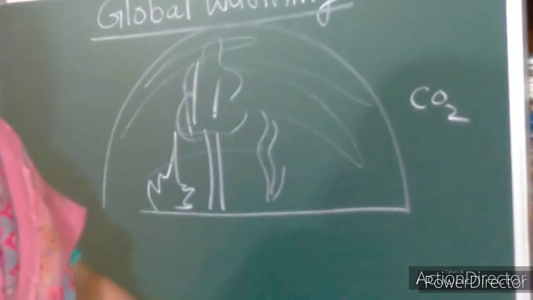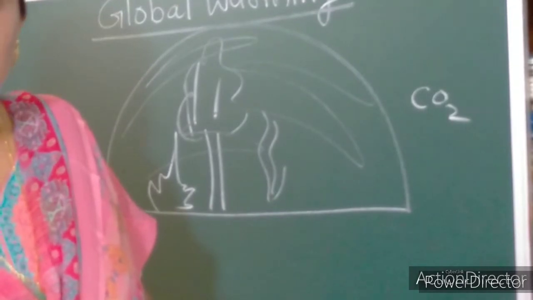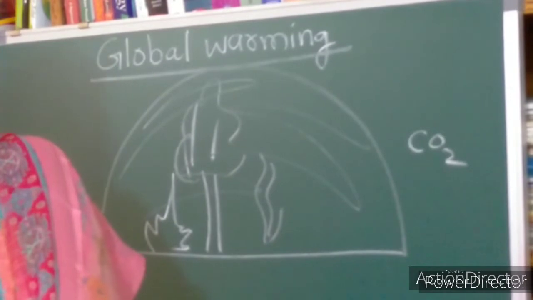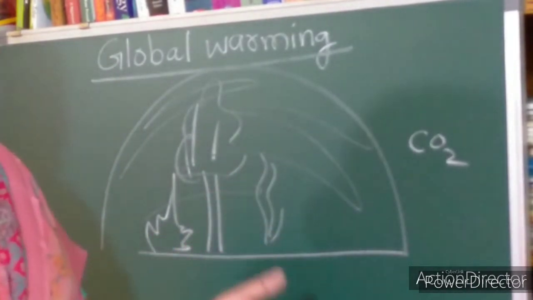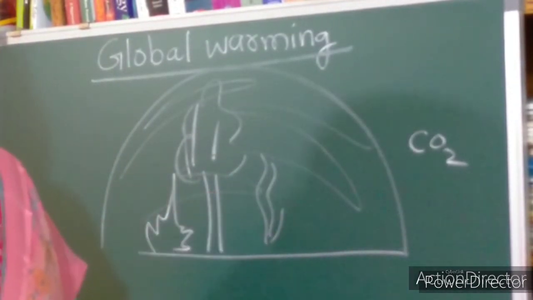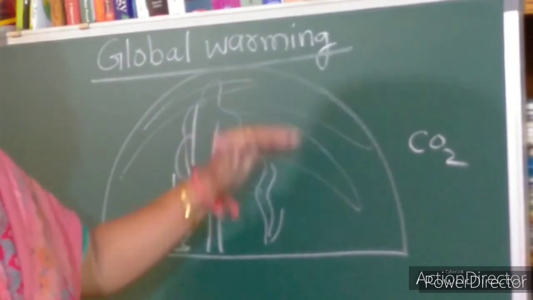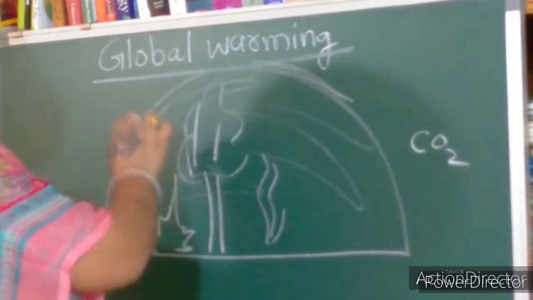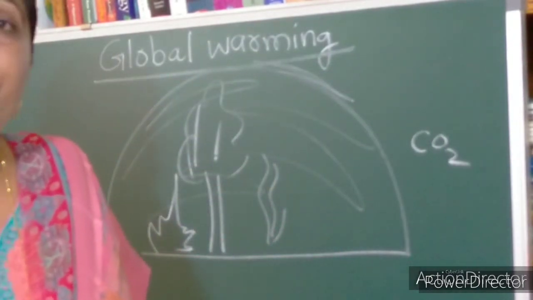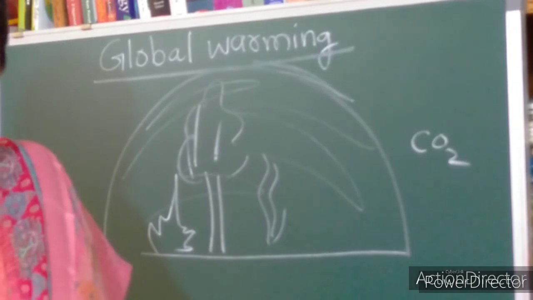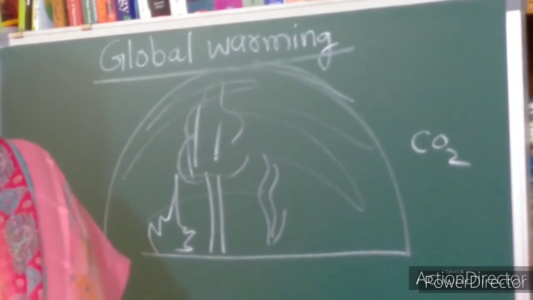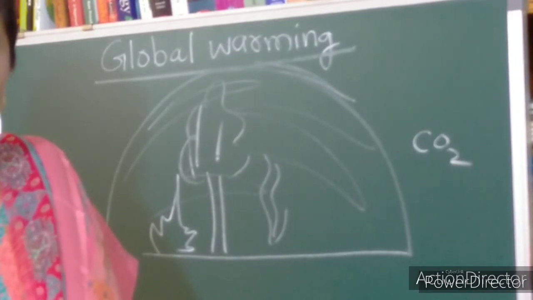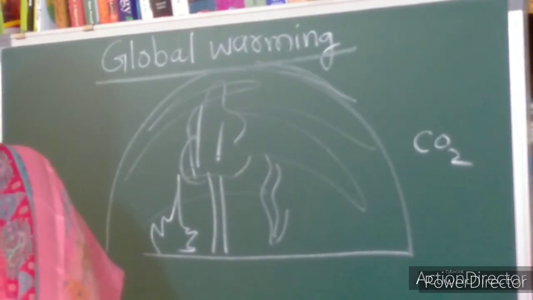As a result, the ice on the polar caps, which has accumulated on the polar regions, is melting. And when the ice melts, the sea level will rise and land will get submerged. And due to global warming, there is one layer, the ozone layer, which you will learn about in higher classes. It is depleting very fast. If it finishes, then what will happen? Then we'll have various diseases like skin cancer.